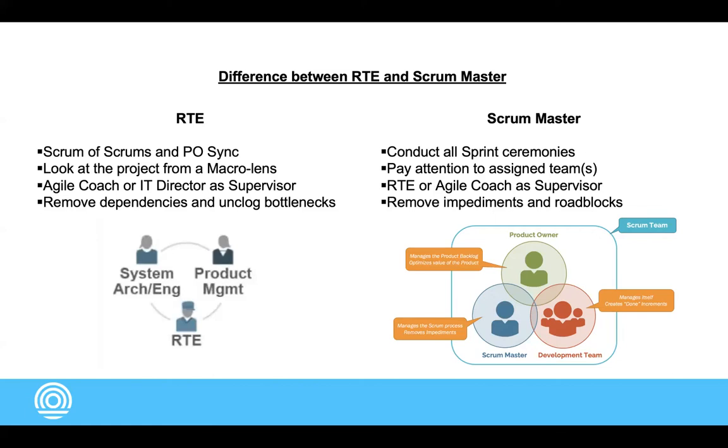And if we look at the pictorials on the bottom, the Scrum Master usually is in a trifecta type of relationship with the product owner and the development teams, while the RTE is usually in a three-way relationship with the system architect / engineer and the product manager.